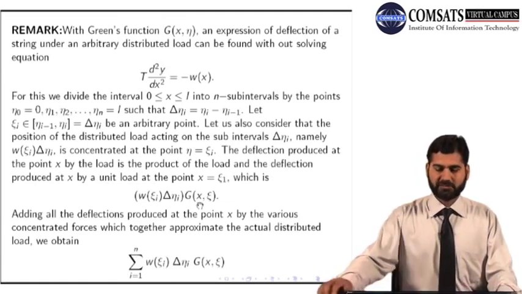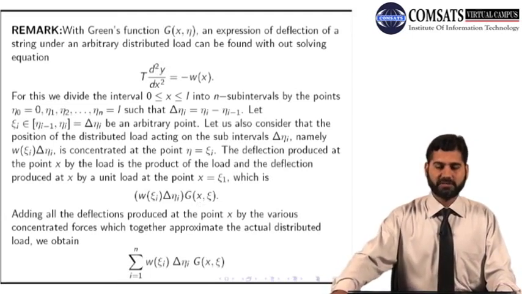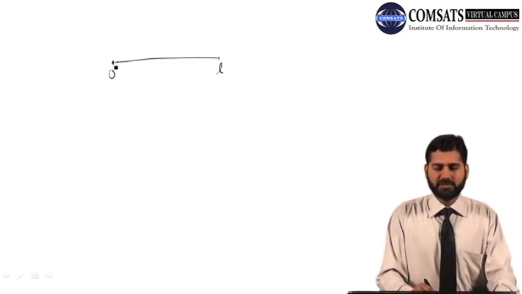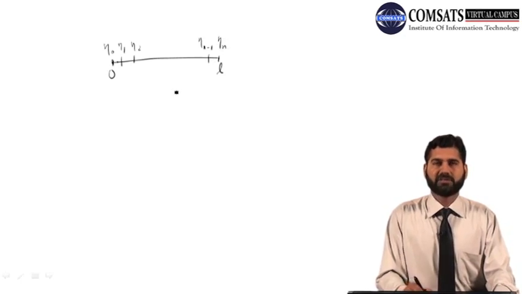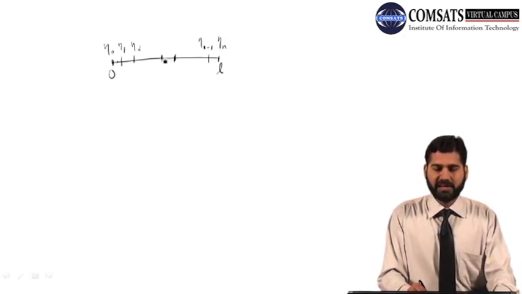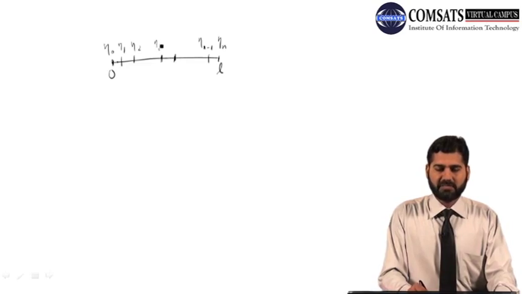So let me explain separately how these things are working. What we basically did is we said, okay, this is our string from 0 to L. All right, so what we did is we subdivided. We called this eta 0, this eta 1, this eta 2, and so on, eta n minus 1, and this is eta n. So in general, any subinterval here is eta i minus 1 to eta i. So the length of this interval is delta eta i. All right?